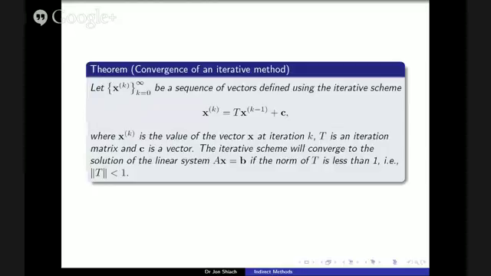give us much information. Essentially, what we have here is a theorem that an indirect method will converge if the norm of the iteration matrix T is less than 1. So this is a requirement. If the norm of T is greater than 1, our method is not going to converge. That's the key thing to understand.